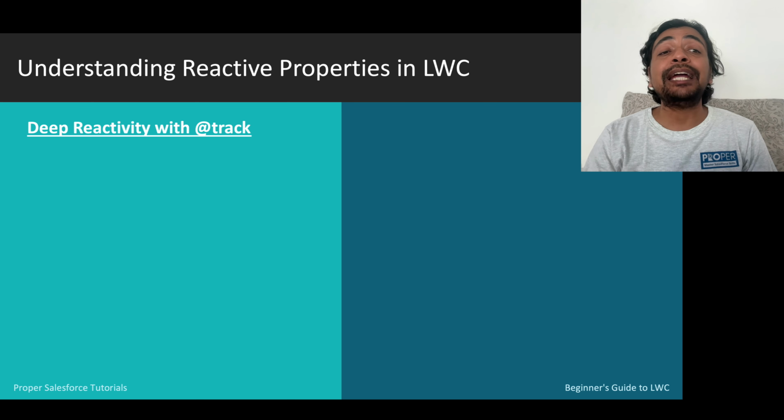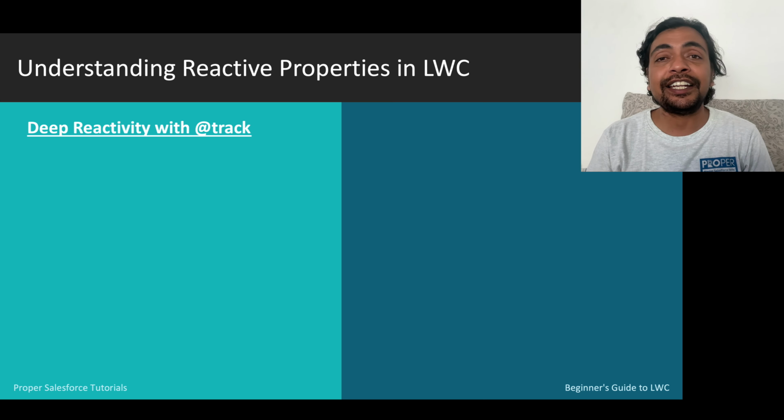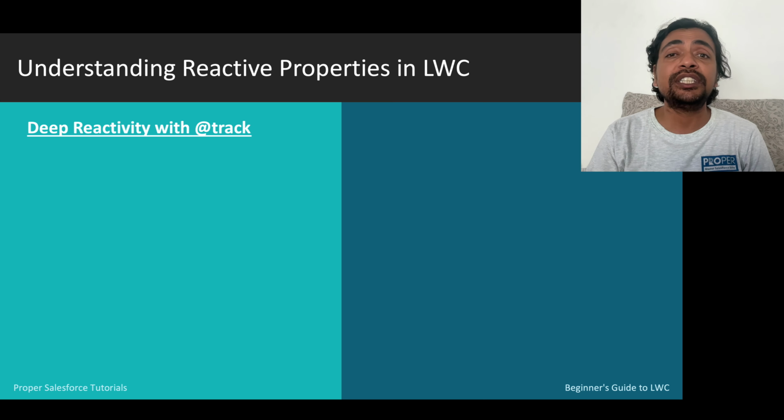But now it's time to use deep reactivity, basically reactive properties with non-primitive data types. For that, we use an @track decorator. Now before I move into that, let me show you what is the need to have @track and how we can use it in our code.